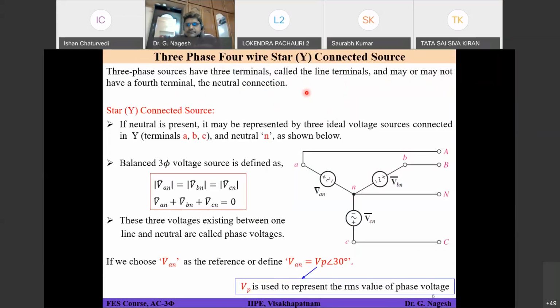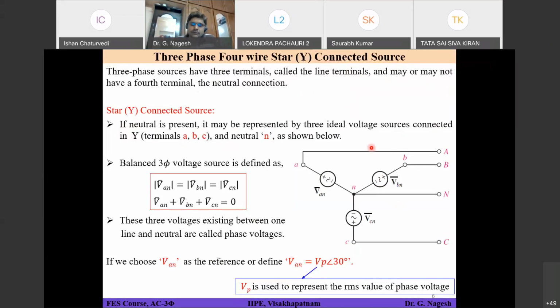Sometimes in a 3-phase system, you will not have the neutral wire. That is basically called a delta connected system. But in a star connected system, if a neutral is present, it may be represented by 3 ideal voltage sources connected in star fashion, that is terminals A, B, and C, and the neutral N, as shown below. So if you have a neutral wire, then it is called a star connected system.